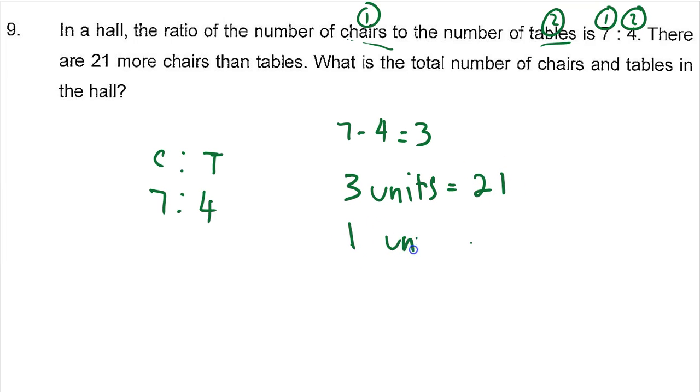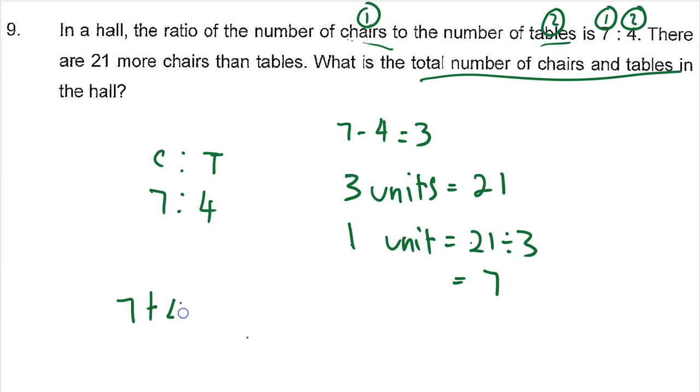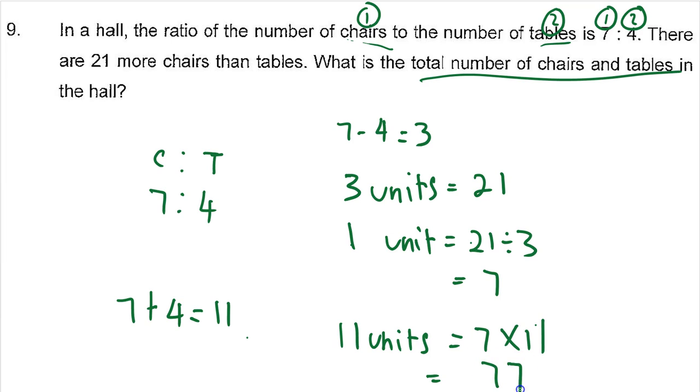So 1 unit is 7. Now some exam tips for you. If you have divided and you get a very nice number, very likely you are in the right direction. What is the total number of tables and chairs? Let's get the total units first, which is 11 units. So 11 units will be 7 times 11. That will give you 77. So that's for question number 9.